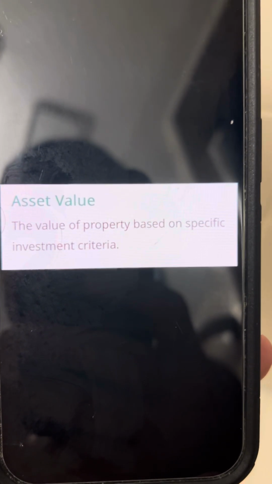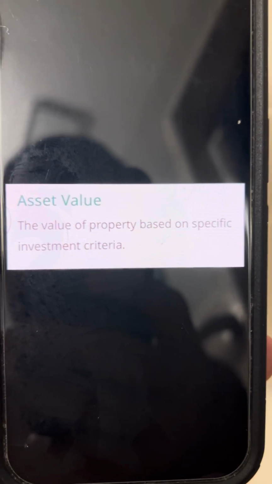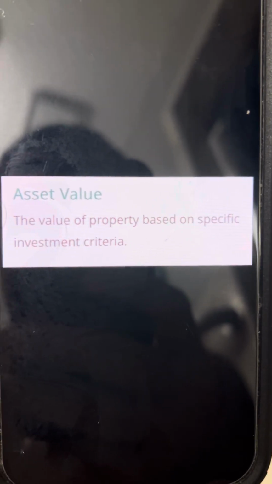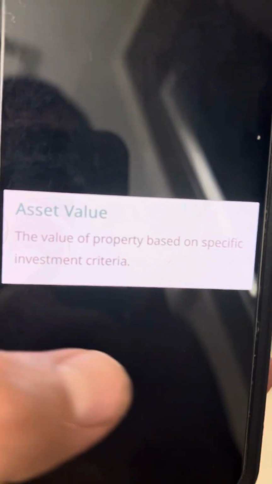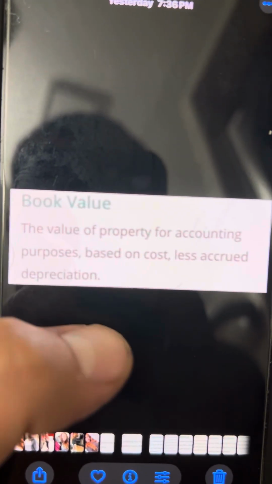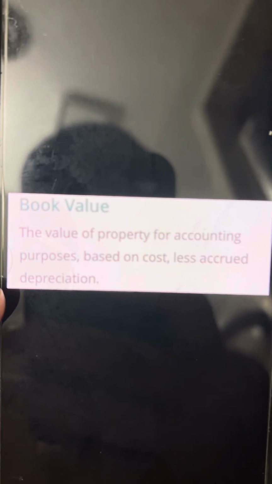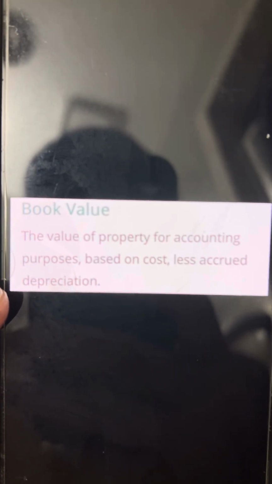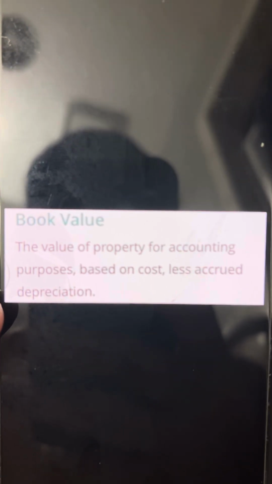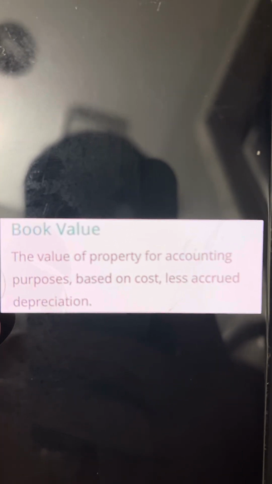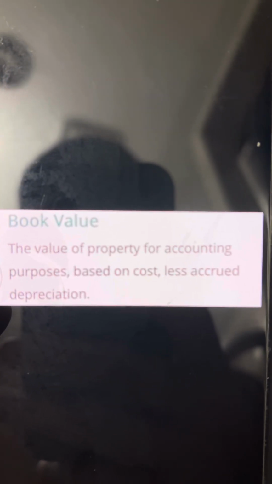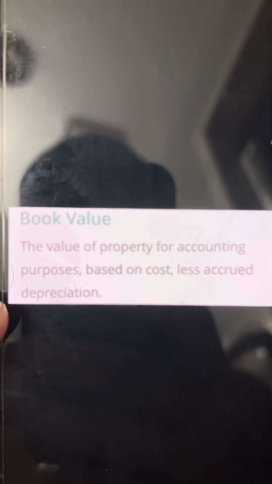Asset value. The value of property based on specific investment criteria. Number 2, book value. The value of property for accounting purposes based on cost, less accrued depreciation.